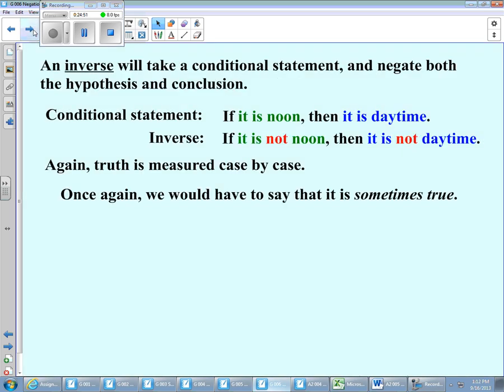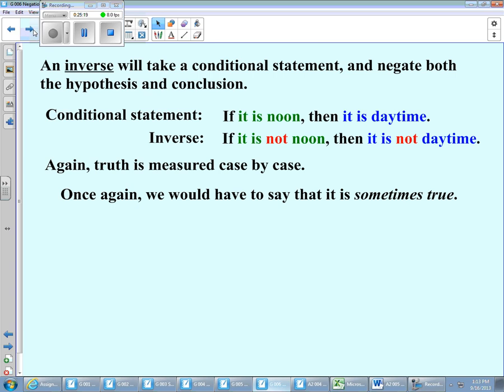Another one of the negations is called an inverse. An inverse basically reverses the meaning of what was said in the statement to begin with. So if you have if P, then Q, P and Q aren't going anywhere, but we're going to reverse their meanings, and that typically happens by adding in words like not or except or things like that. So instead of if P, then Q, we end up with if not P, then not Q.